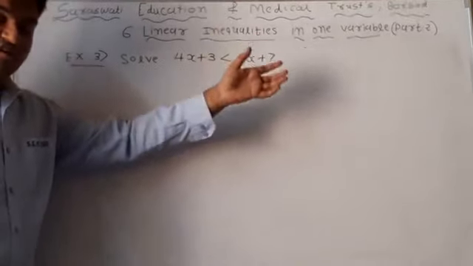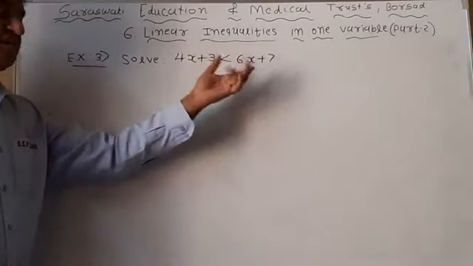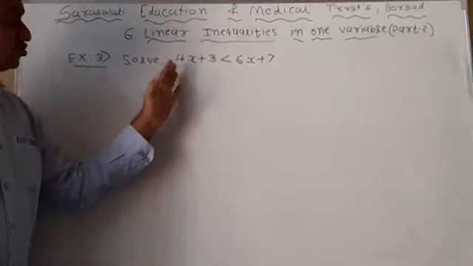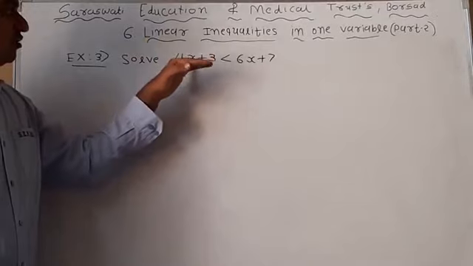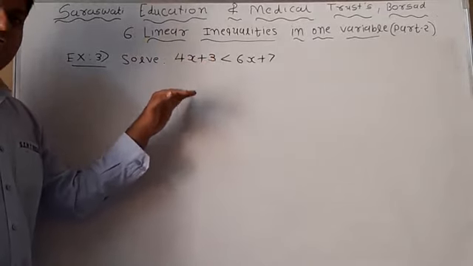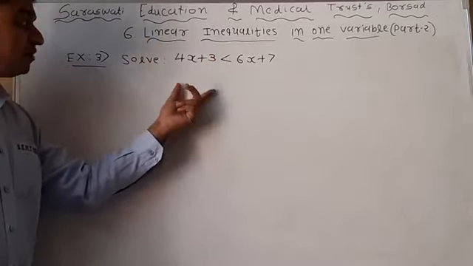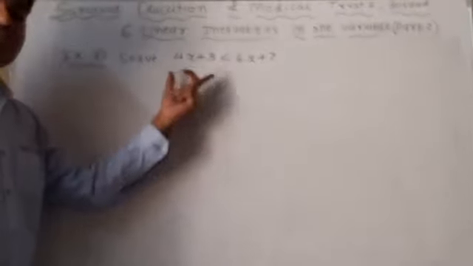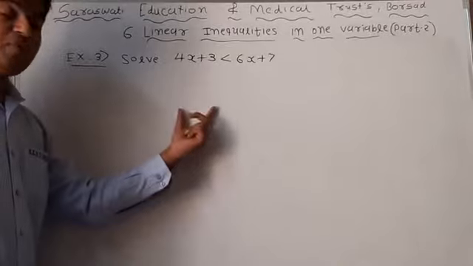It is not stated whether x is a natural number, x is an integer, or something like this. So in this situation, first of all solve for the value of x, and then the answer is written in the form of real numbers. That means open interval or closed interval form.